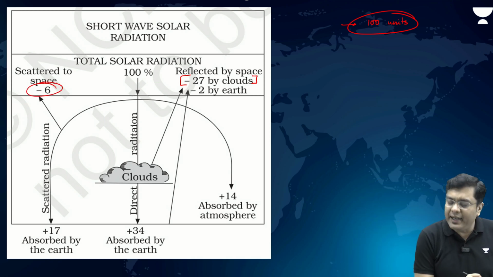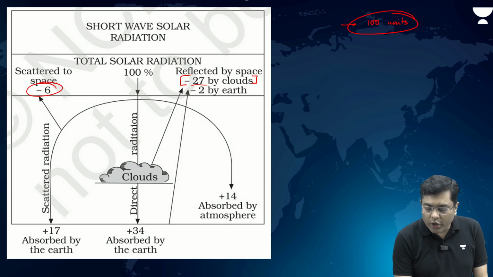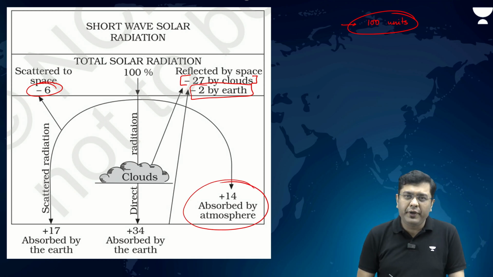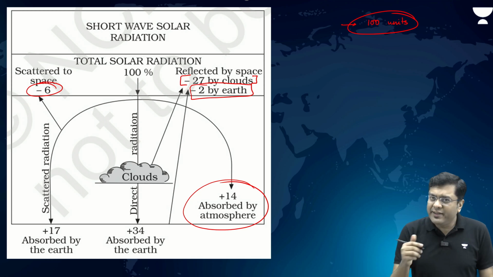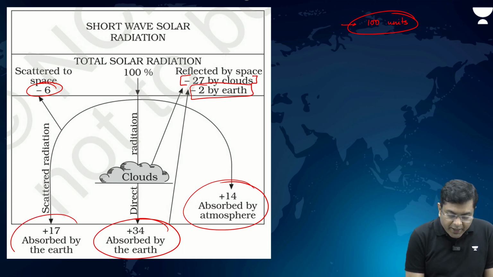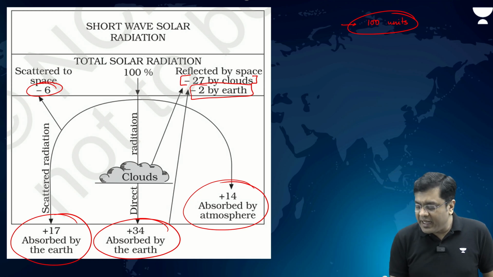Then 6 units of that heat is scattered from space itself and never reaches the Earth's surface. 2 units are lost after being reflected from the Earth. So this is directly lost. Then 14 units are absorbed by the atmosphere. Those particles end up retaining and absorbing that heat. Then what is the amount of heat that the planet receives? 34 units by direct absorption, and slow and steady absorption from the scattered heat from the atmosphere. So overall, out of the 100 units, the heat received by the surface is how much?